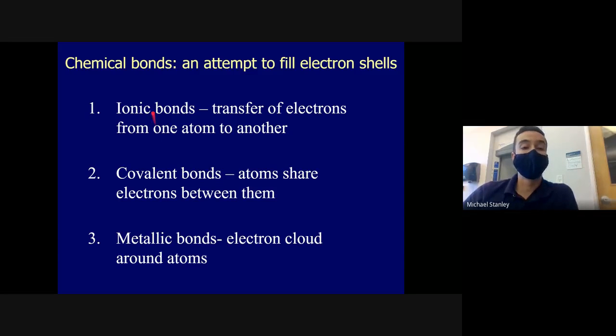So ionic bonds are when we transfer electrons from one atom to another, meaning one atom gives away its electron and the other atom takes it. And covalent bonds are when atoms share electrons between them. So they both use the same electrons to try and get to a full outer shell. So we're going to focus on ionic bonds first.